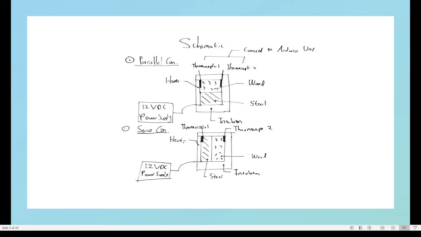The schematic of the system is shown below, where an arrangement of the series and parallel would be insulated and heated from one side with a heater. The temperature at the beginning and end side of the experiment object will be measured with two thermocouples, one each.